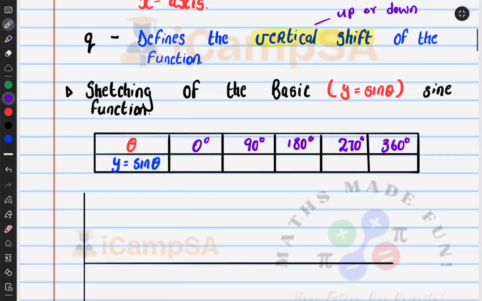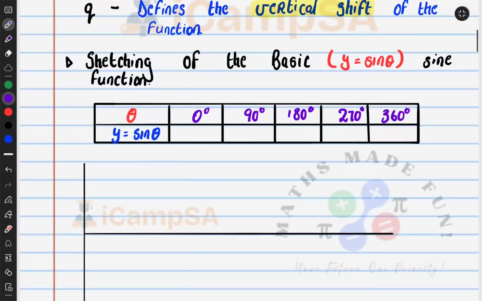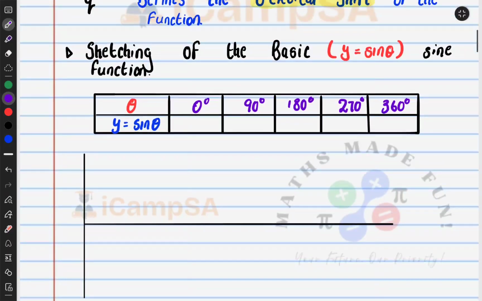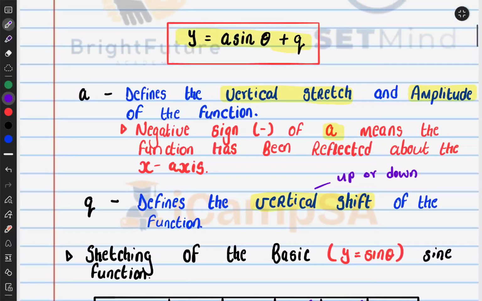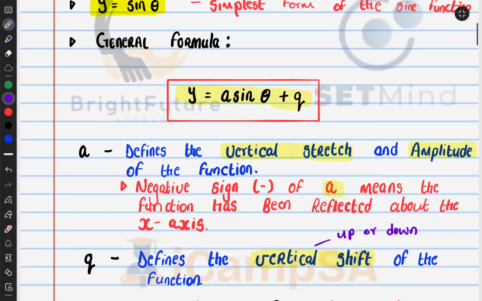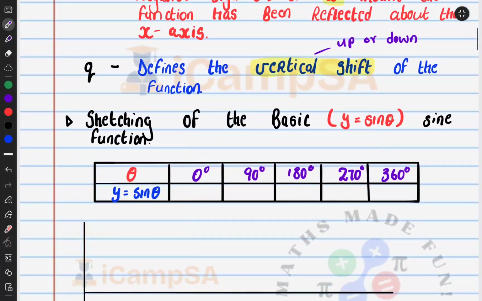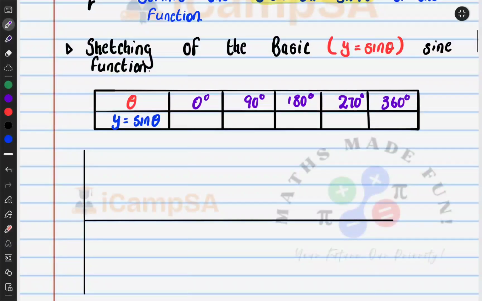Okay, so for you guys to actually get to understand what we are dealing with, let's go ahead and sketch this sine function, and see how it comes out, and then we would further look into more characteristics of this function. But basically, this general formula that you see here embodies everything that you're gonna be covering regarding the trigonometric function, or the sine in this case. Okay, so in order to sketch our function, what do we have to do? Let's start by actually filling the table.